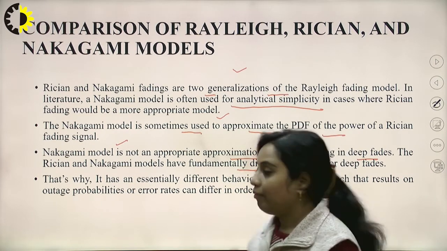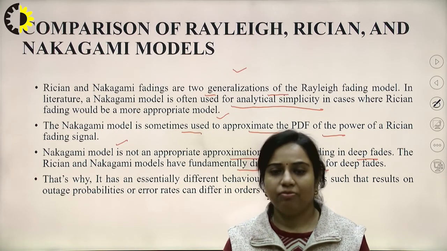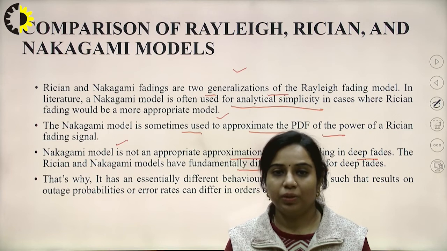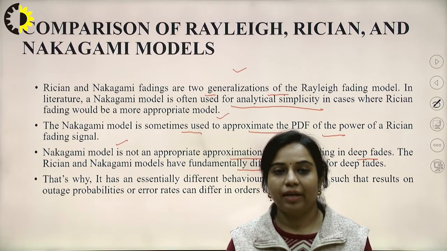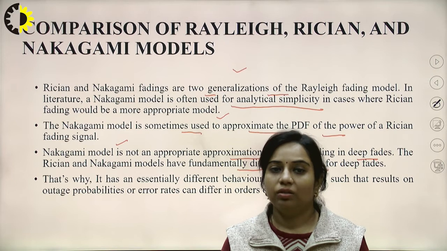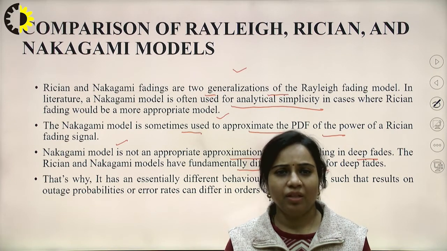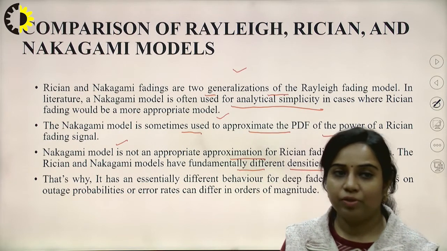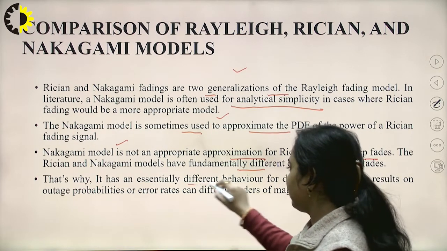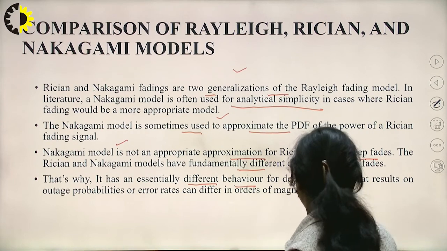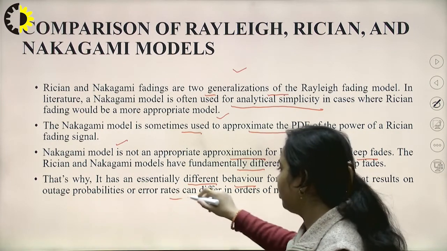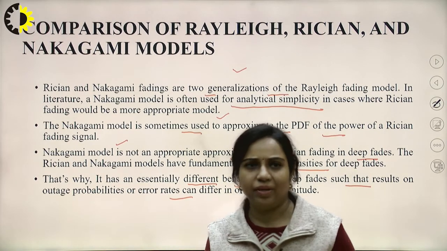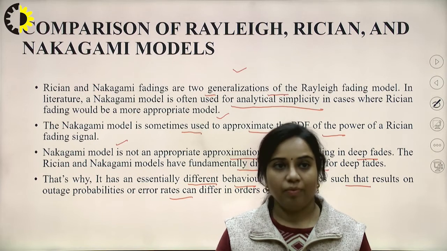Basically, deep fades generally occur when there is a large distance between the transmitter and receiver, and every time the energy of the signal is going to reduce as it travels from transmitter to the receiver. So, that is why it has an essentially different behavior for deep fades, such that the result on outage probabilities or error rates can differ in orders of magnitude. So, basically this is the comparison of the Rayleigh, Rician and Nakagami models.